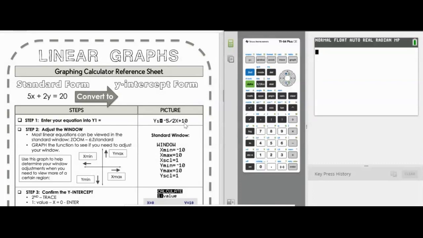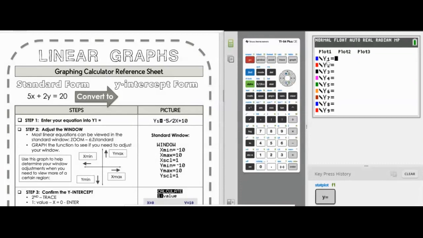So let's put that into our graphing calculator. If you'll go to the top left-hand corner of your graphing calculator, you'll see the button y equals. Go ahead and push that. Now you have choices. We don't need all these choices, so we're just going to take our equation and put it into the first line.